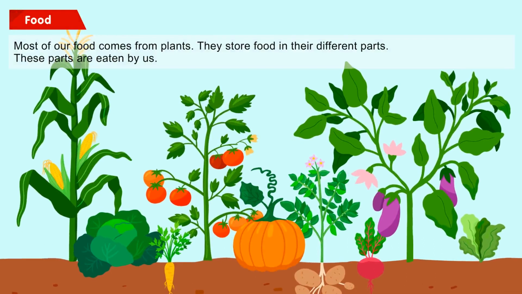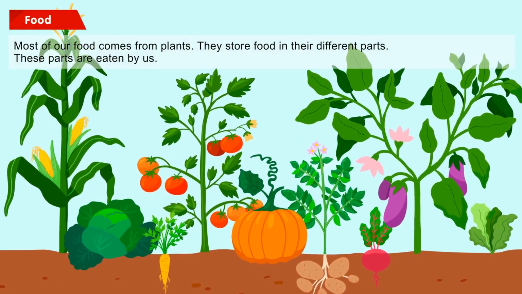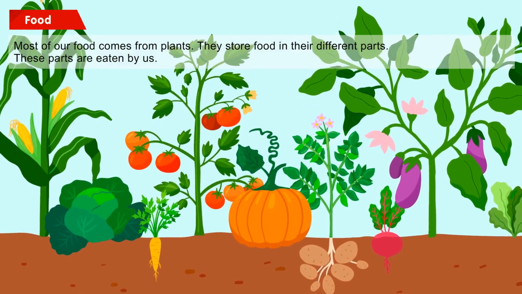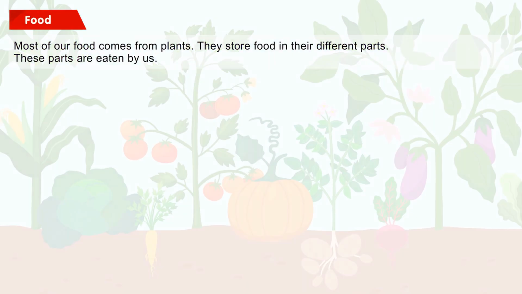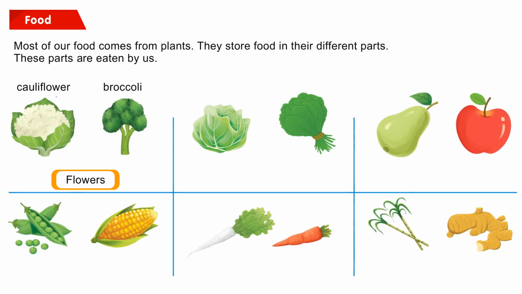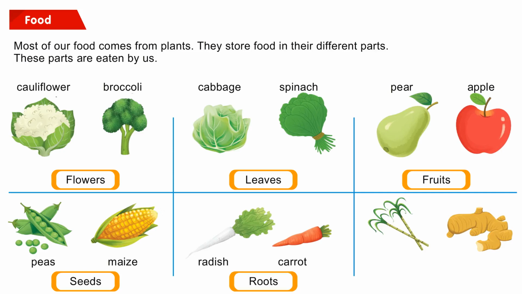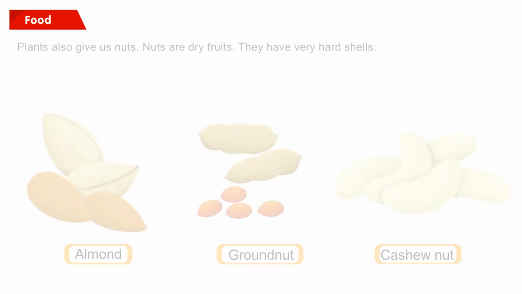Food. Most of our food comes from plants. They store food in their different parts. These parts are eaten by us. Flowers: cauliflower, broccoli. Leaves: cabbage, spinach. Fruits: pear, apple. Seeds: peas, maize. Roots: radish, carrot. Stems: sugarcane, ginger.